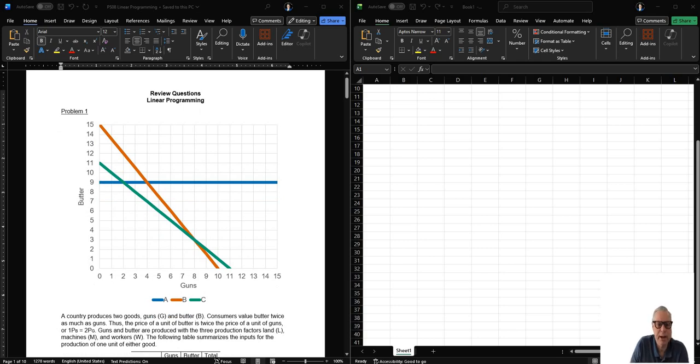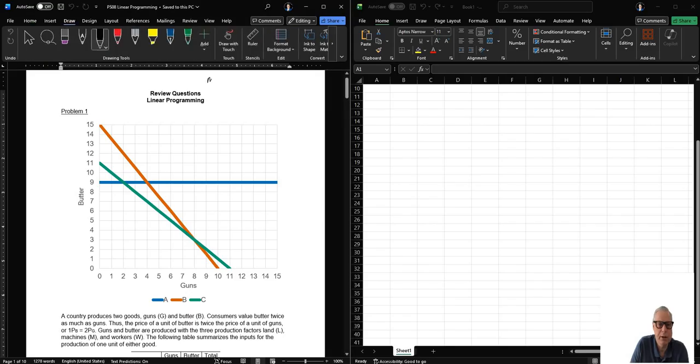We want to maximize maybe something like GDP, max. I call it GDP, and economists like to write that as Y. And then we have the price of butter times butter plus the price of guns times guns. So that would be essentially the formula for GDP if there's only guns and butter being produced. And that is subject to the constraints.